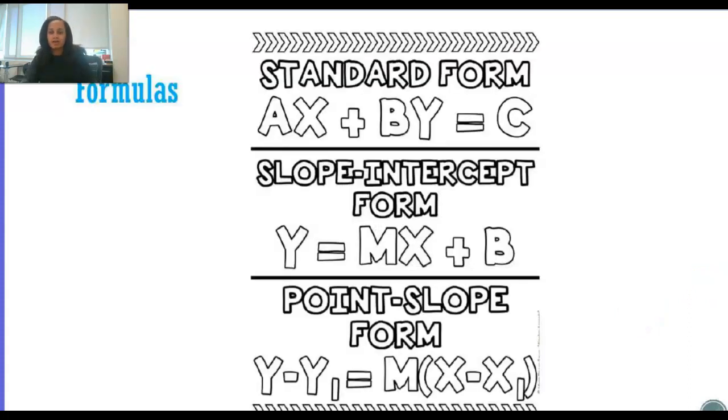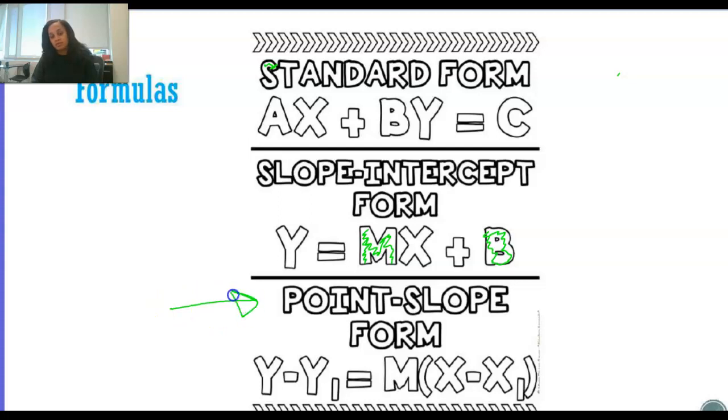So first of all, there are a couple of formulas. Hopefully you kind of get the idea by now. The first one is standard form. Then we would move on to slope-intercept form, which tells me that m is my slope and b is my y-intercept. We have these attributes at this point.